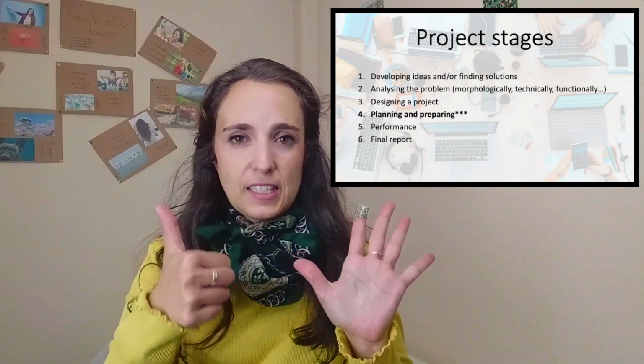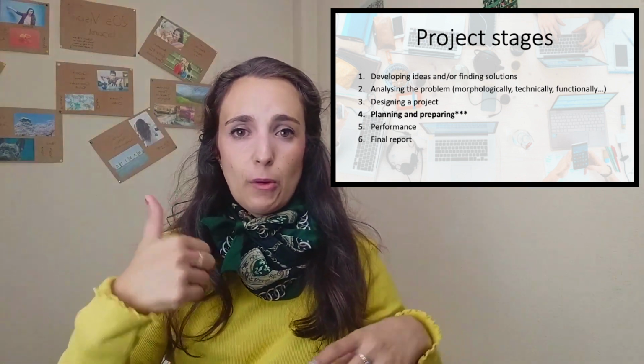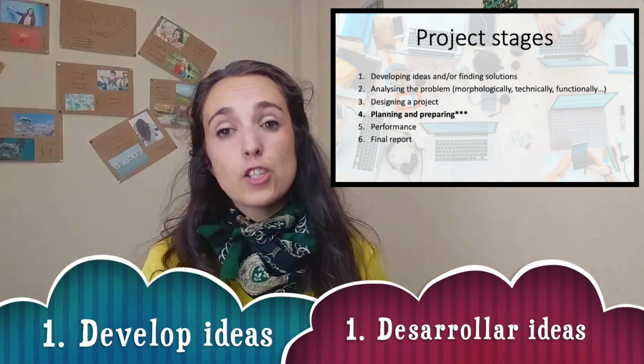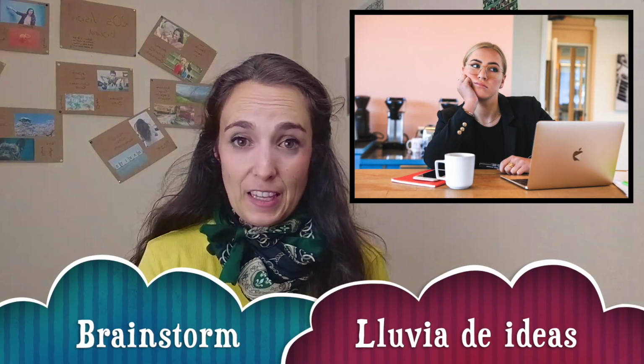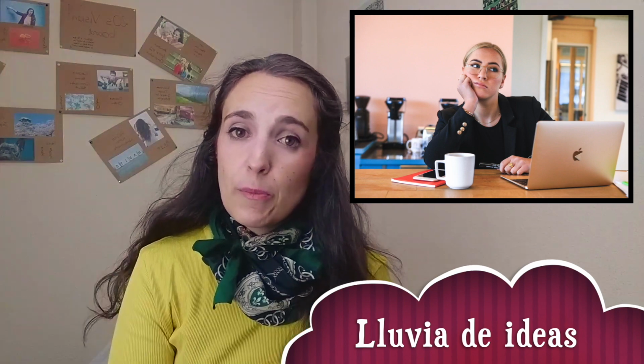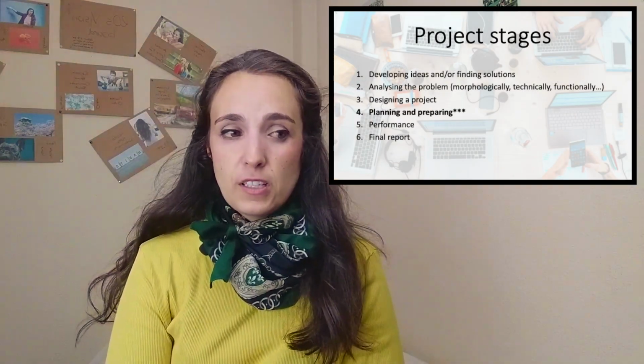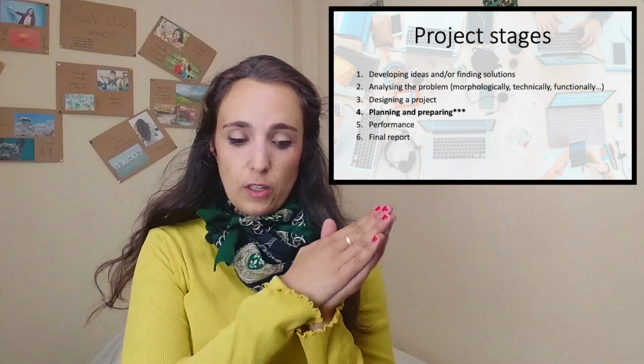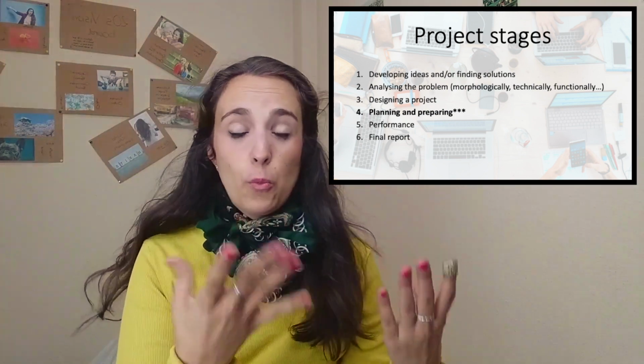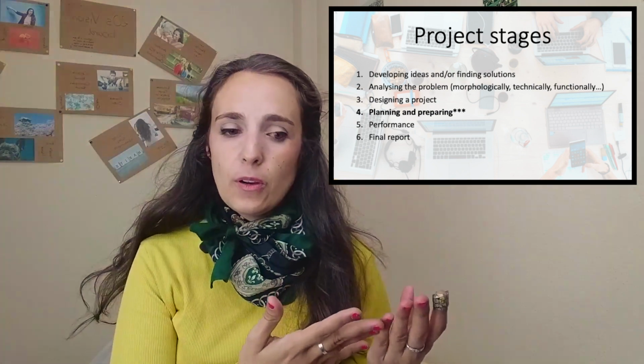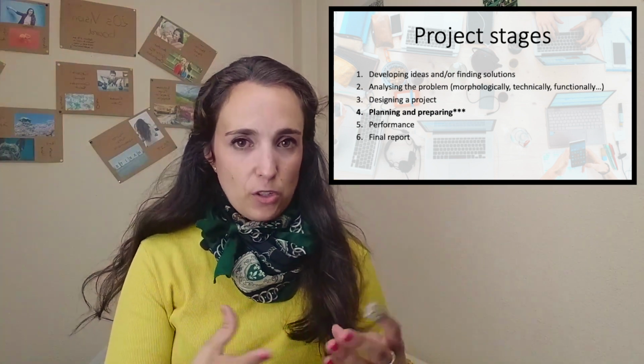So now that you know which are the roles in a team, let's talk about the steps, the stages of a project. Usually we can say that we have 6 stages, and we will learn a little bit about each one. So the first one is developing ideas or finding solutions to your problem. And you will have to do a brainstorm with your team to think about ideas or solutions if you have to find the solution to a problem to make your project. That's the first step. Of course, for this step, you can look for information on the internet, in your book, ask other people. It's a step of searching for information.